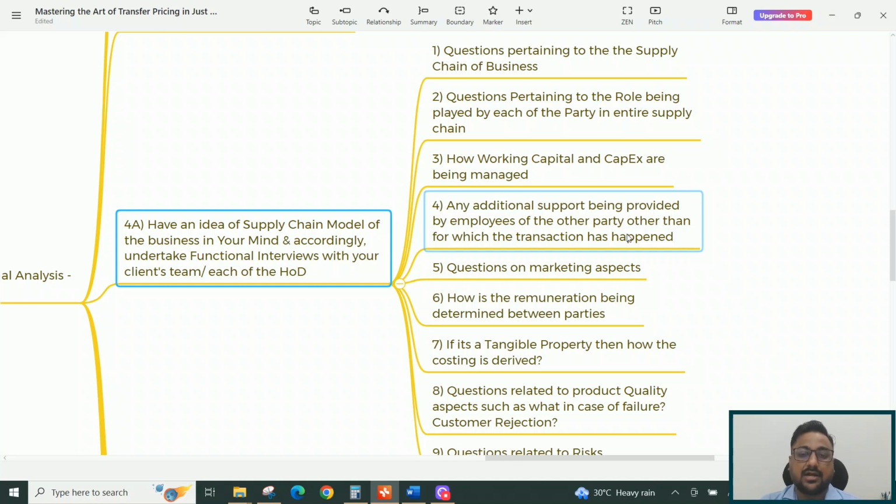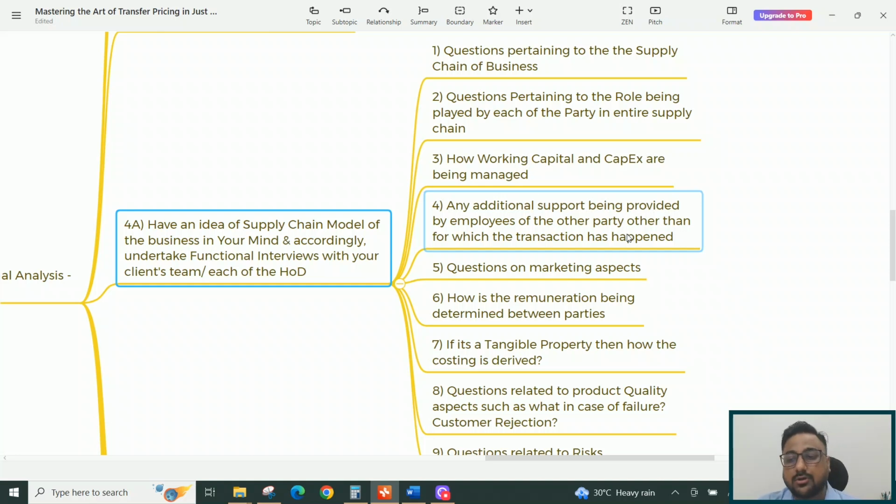So guys, at times in a manufacturing unit or probably in an IT company also, you must have heard that employees travel from overseas to the Indian entity, or from India they travel overseas to provide some support services to their sister concerns. So this is where you need to understand whether any extra services are also being provided apart from the normal routine transaction which is going on between the parties.